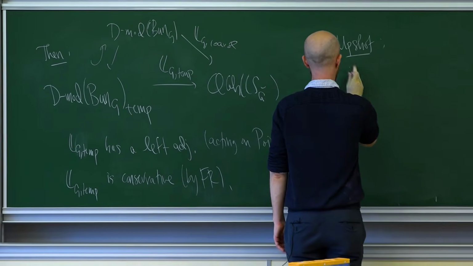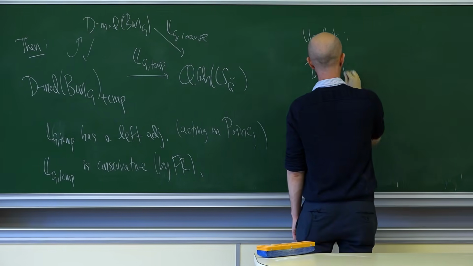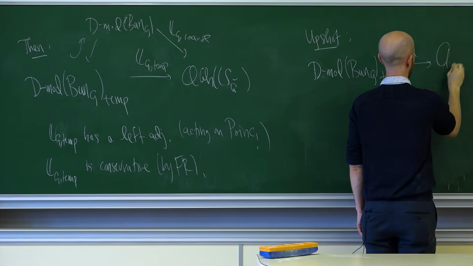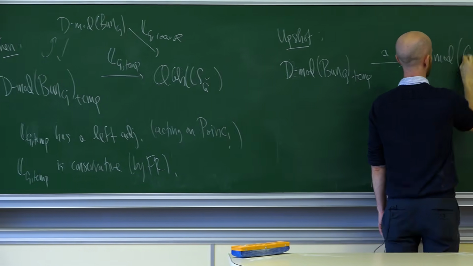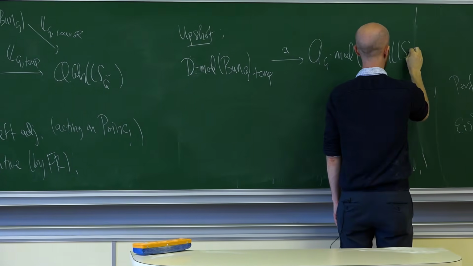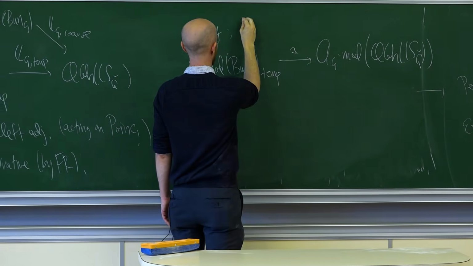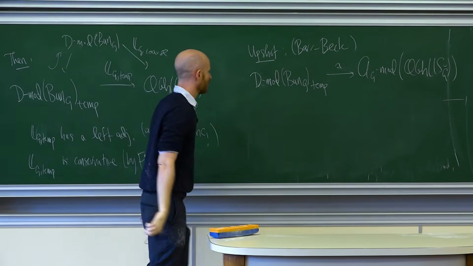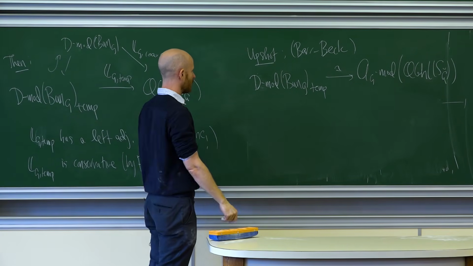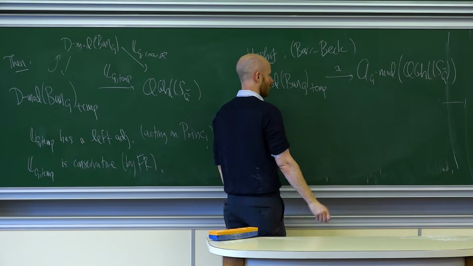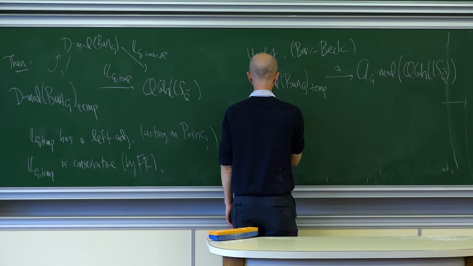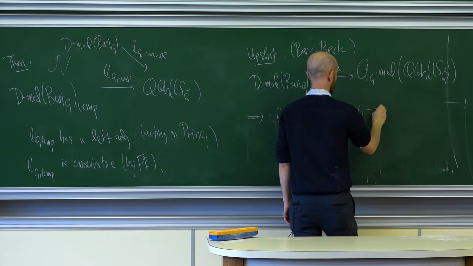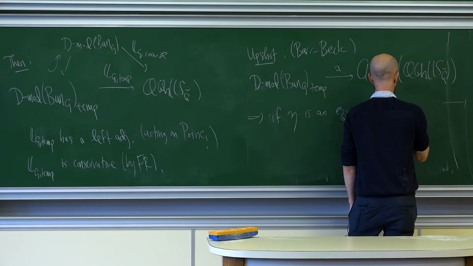And so the upshot is that this category of tempered D modules, the job of this A_G was that this is equivalent to these A_G modules inside of QCoh of LocSys G check. So this is what Barr-Beck gives you. A simplified version of Barr-Beck in this setting tells you this exact theorem. And so that implies that if eta is an equivalence, then that implies that L_G temp is an equivalence.